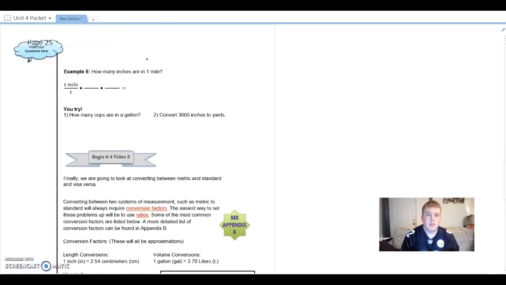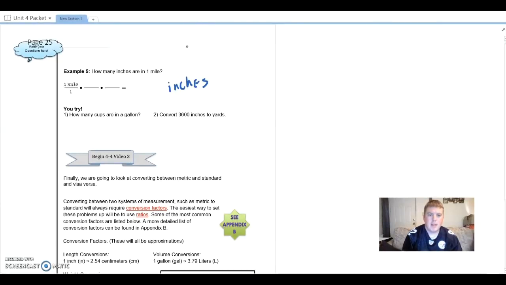We are asked to give how many inches are in 1 mile. Now you'll notice on this one that our pre-set up problem already has 2 blanks filled in. That's because we're going to need to use more than just one conversion factor in this. We know that we want to go from 1 mile to inches. So we're starting with 1 mile, and we're going to start out with the 1 mile over 1 on top. And we know that we want to eventually go to inches.